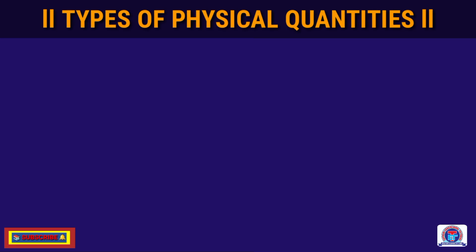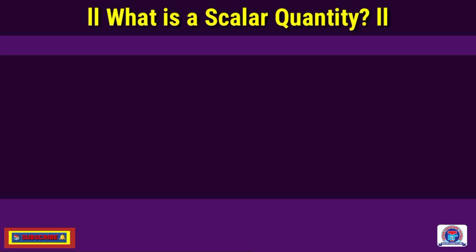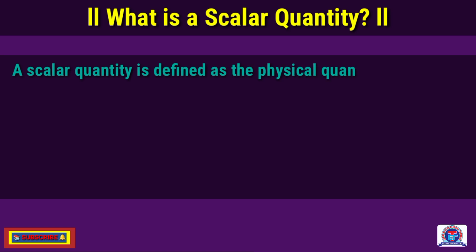Dear student, now we discuss the types of physical quantities. There are two types of physical quantities. Number one, scalar quantity. Number two, vector quantity. Now we discuss them one by one. First, we will discuss the scalar quantity.